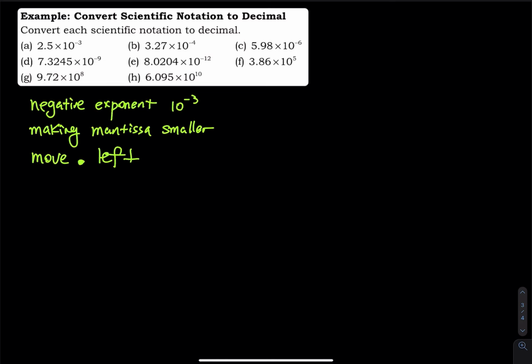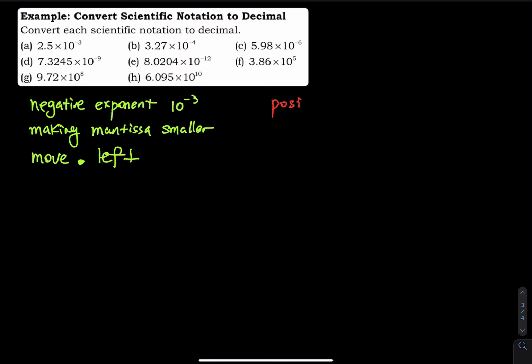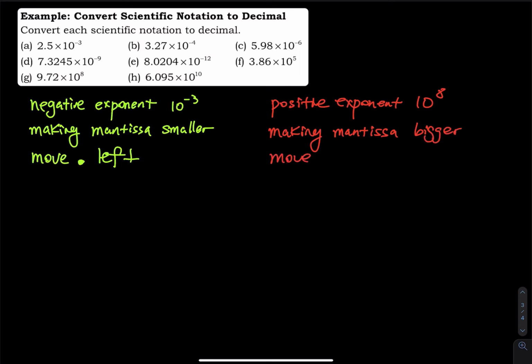And then the other one is a positive exponent. For example, 10 to the 8th power, so that means you are taking a mantissa multiplied by a large value, so that is making the mantissa bigger, the value bigger. That means you have to move the decimal point to the right.